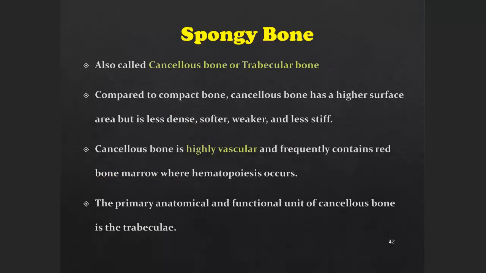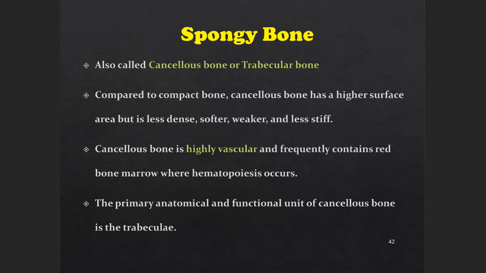Now spongy bone. So that was compact bone. Spongy bone is also called cancellous bone or trabecular bone. That is important. Trabecular. Compared to compact bone, cancellous bone has a higher surface area but is less dense, softer, weaker, and less stiff. So it is opposite to what we have read about compact bone.